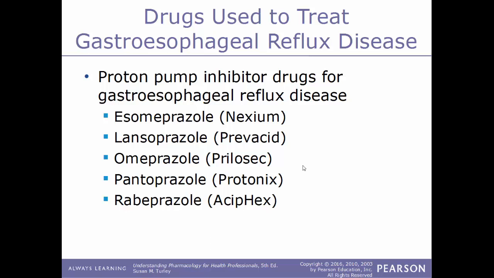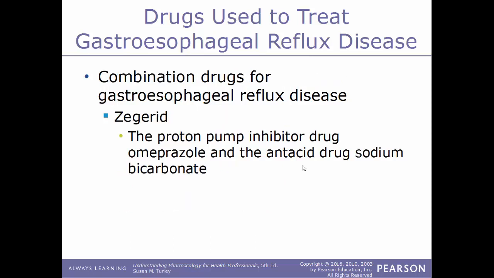Just like other conditions we've seen so far, it's common to find combination drugs that are used to treat GERD. For example, the drug Zegerid. This is a combination of a proton pump inhibitor drug, omeprazole, which is the generic name for Prilosec, and also the antacid drug, sodium bicarbonate.